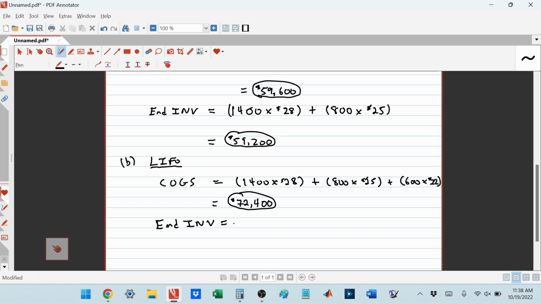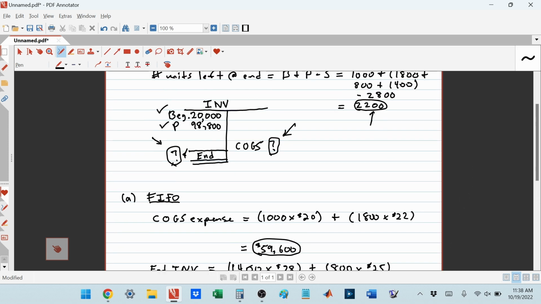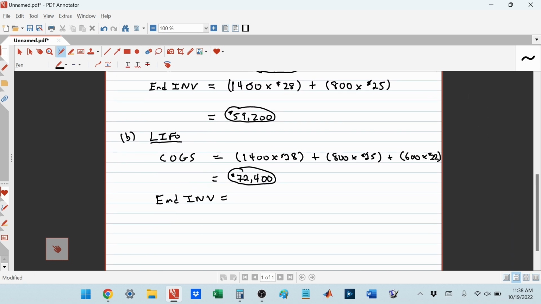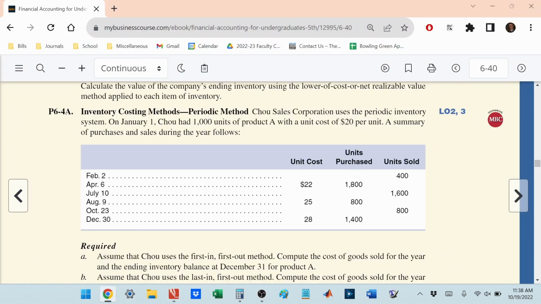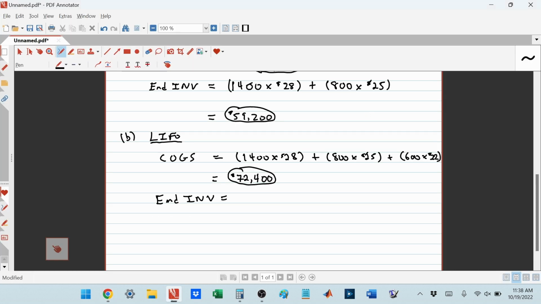All right, let's estimate what we think these 2,200 units left at the end of the month are valued at using LIFO. Well, if we assume last in, first out, then whatever's left at the end of the month must be the oldest stuff, the stuff purchased furthest in the past. So we would assume the January 1st units are left. So 1,000 of the 2,200 units that are left at the end of the month are from the beginning inventory, we would assume. We would attach that cost to those units.